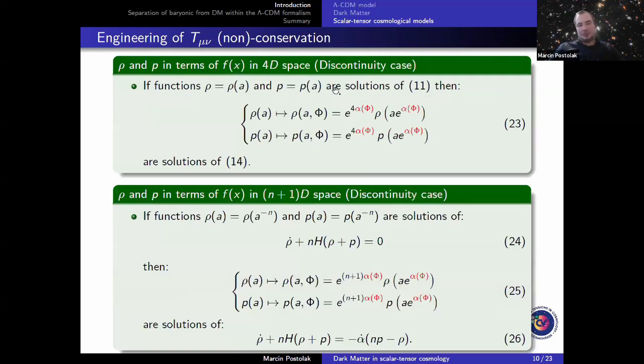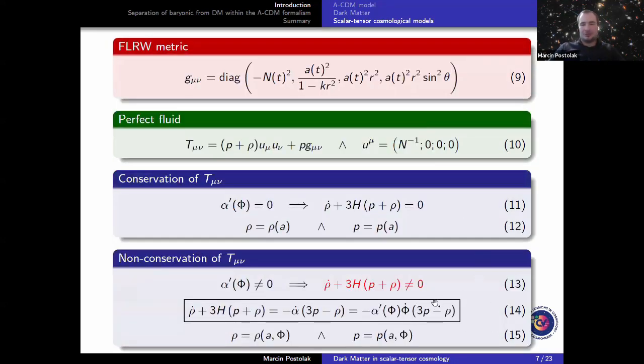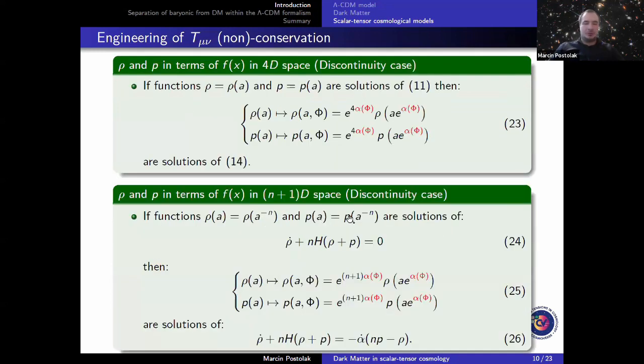Okay, and one of the main conclusions of our paper, we obtained the explicit form of the non-minimally coupled energy density and pressure of our fluid. So if rho and p are the solutions of the standard continuity equation, then such formulas are the solutions of the non-continuity equation. So in fact, the equation number 14. Of course we can apply it also to the n+1 dimensional space, and then we obtain such formulas.